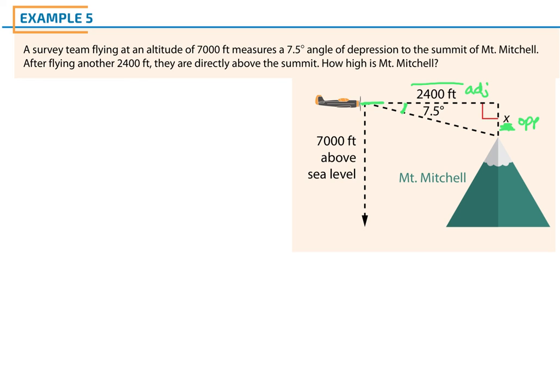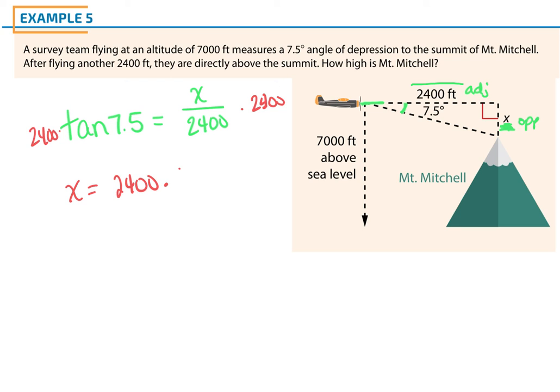So which of my three trig functions deals with opposite and adjacent? Tangent. So the tangent of 7.5 should equal my opposite x over my adjacent 2,400. So to solve, I'm going to do just like I did at the beginning. I'm going to multiply both sides by the 2,400. And so x should equal 2,400 times the tangent of 7.5 degrees, which is approximately 316 feet when you do that in your calculator. All right?